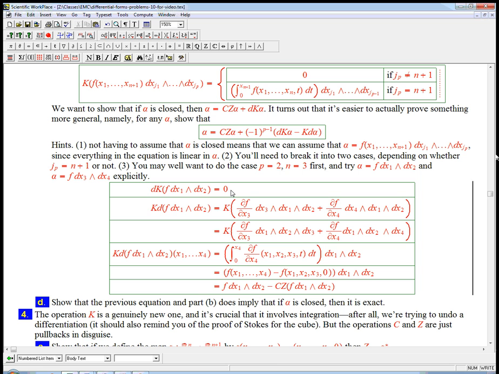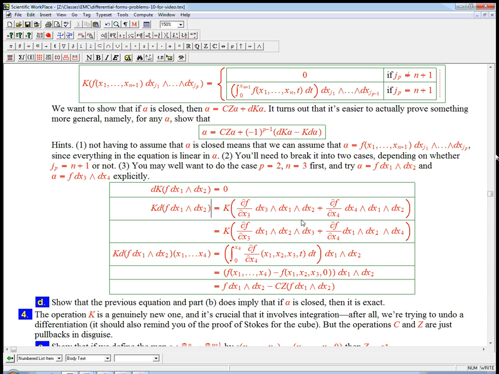Okay. What about Kd of f dx1 dx2? Now, when necessary, I'm going to include the evaluation point, but I'm only going to include it when necessary, just to simplify stuff. I could put an x1 through x4 here if I wanted to. Okay. So what's the d of this? Partial derivative with respect to x3, partial with respect to x4. I don't need the x1 and x2 because they would automatically die, although I could put them in. It's okay. All right.